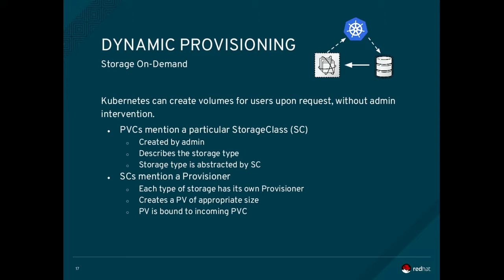So you create that storage class, and then the PVC mentions the storage class it wants to use. The storage class itself also defines the provisioner that it's going to be using. So in our case, for instance, you would have a storage class that specifies the Gluster provisioner, and then Kubernetes would invoke the provisioner to create the volume and then bind the persistent volume to the PVC.